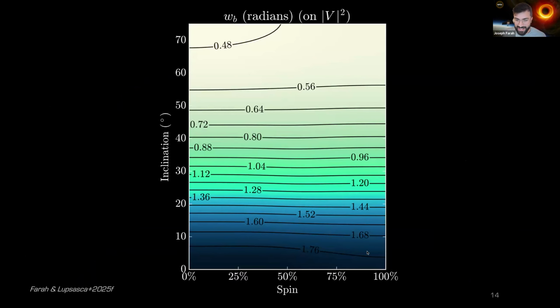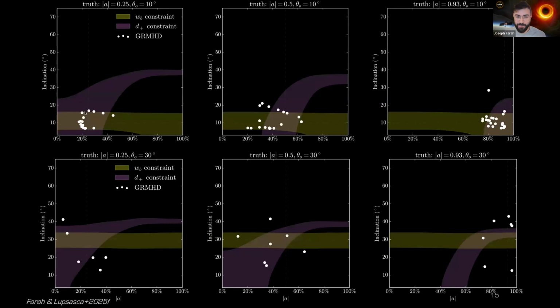And indeed, you see that even though this seems like a really straightforward quantity, like you measure it and it just tells you the inclination, when you apply it to the GRMHD, you can be off by as much as 20 or 30 degrees. And that's absolutely because the geometry is so much more complicated. You can get really complicated with this.